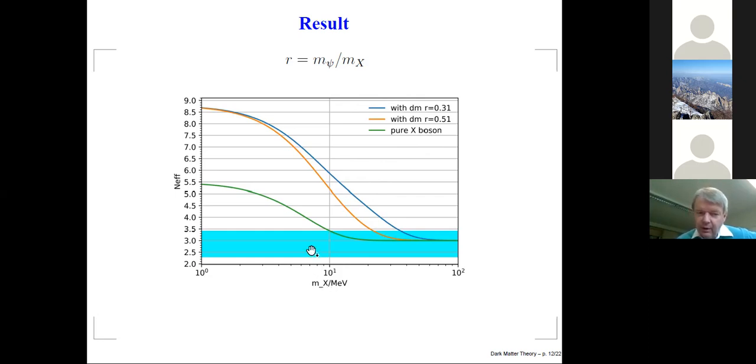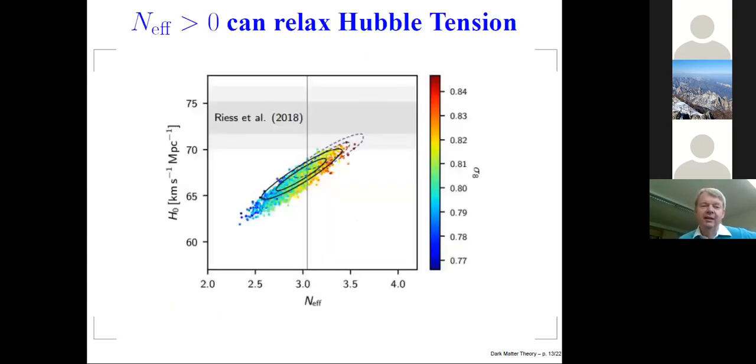Okay, and this bluish shaded region here shows the BBN constraint that N effective should be less than 3.4. And that tells you right away that the mass of the X boson certainly should be less than 10 MeV. Once you include the dark matter, in fact, you have to go to something like 20 MeV or so. Otherwise, you produce too much extra radiation. On the other hand, extra radiation is actually good from the point of view of the so-called Hubble tension.